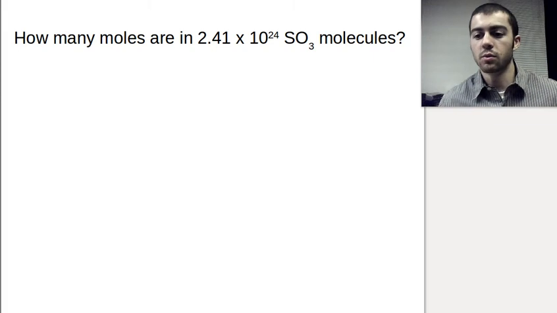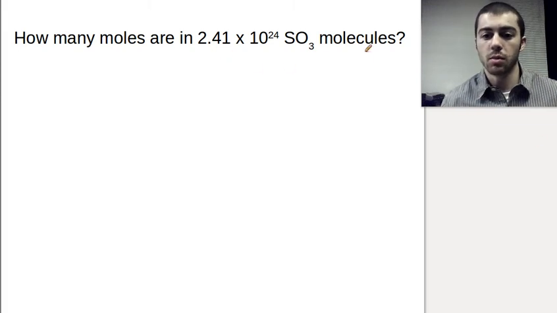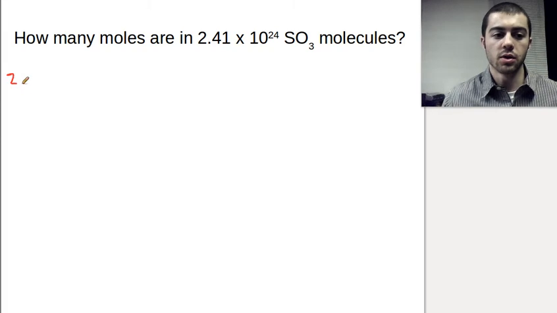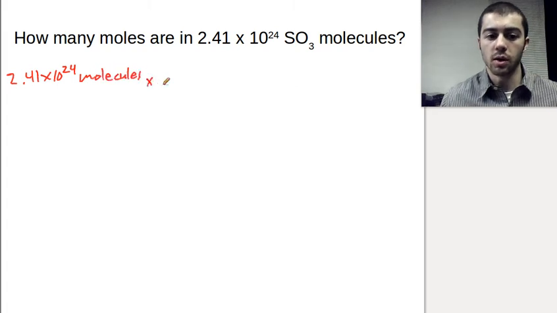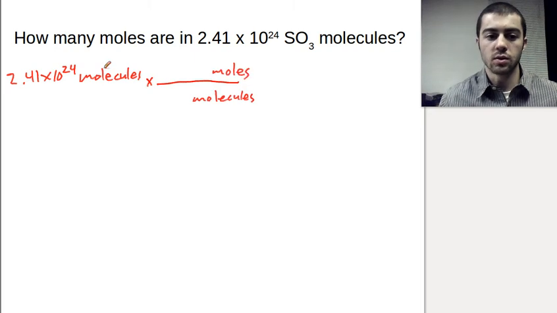So the next question here, we're just going to go the other way this time, going from molecules, particles, to moles. So again, for the unit conversion, we're going to take the number that we're starting with, 2.41 times 10 to the 24th molecules, and we're going to convert to moles. So we want to put molecules on the bottom and moles on top. This way, molecules cancels with molecules. We have Avogadro's number, 6.02 times 10 to the 23rd molecules in 1 mole.